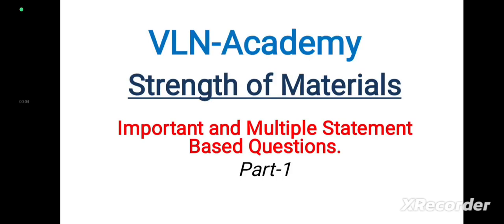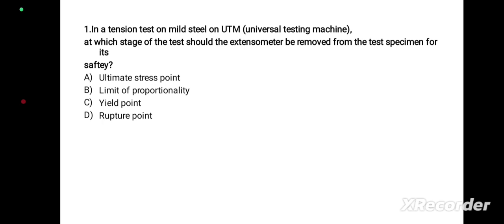Today we are going to see some of the most important and multiple statement based questions in strength of materials. Let's start. So this is our first question. In a tension test on mild steel on a universal testing machine, at which stage of the test should the extensometer be removed from the test specimen for its safety?